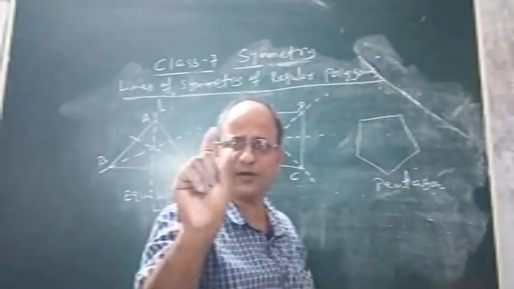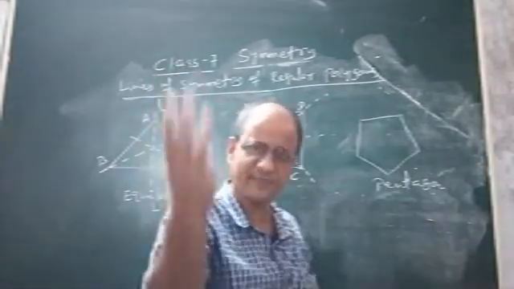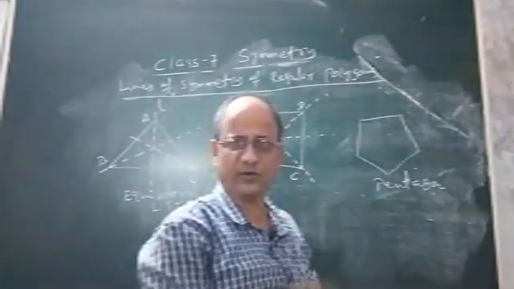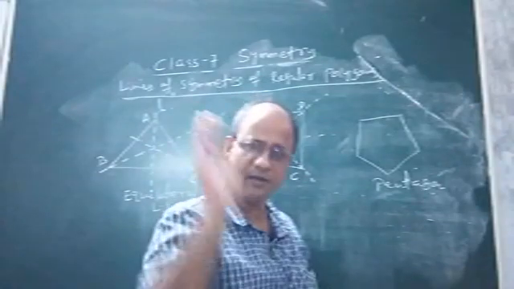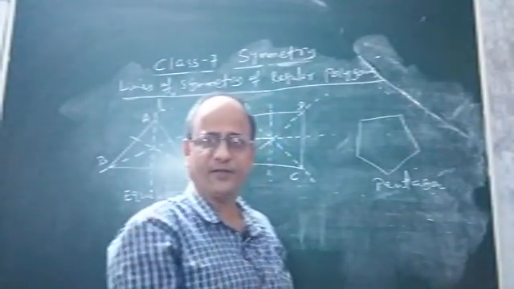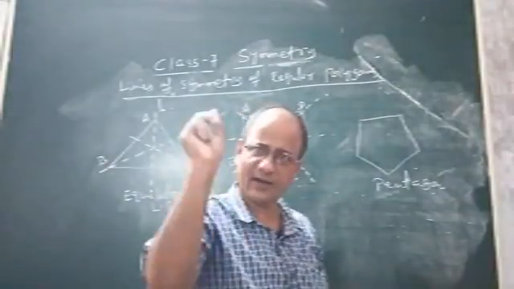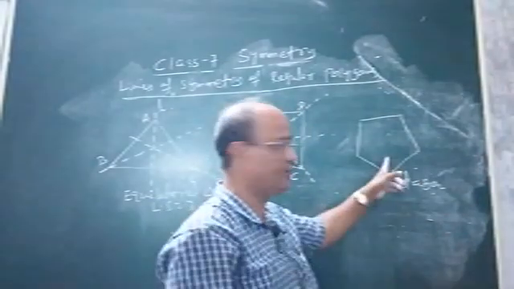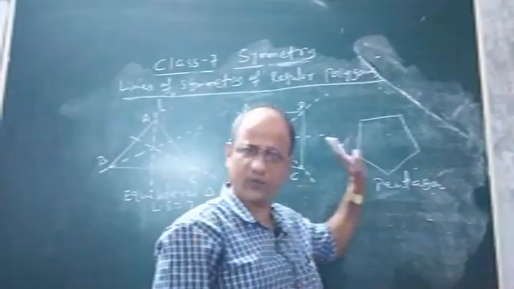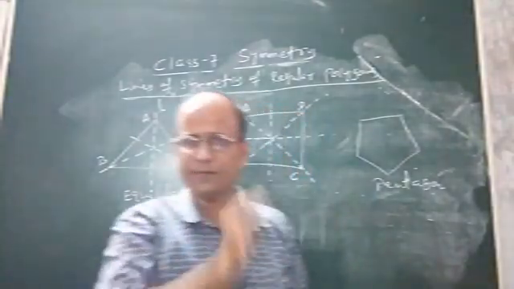Triangle is the smallest polygon, having the minimum number of sides, that is 3. Quadrilateral has 4 sides. It is also a polygon. Rectangle, square, parallelogram, trapezium, rhombus, all are quadrilaterals and all are polygons also. Now this is a pentagon having 5 sides.